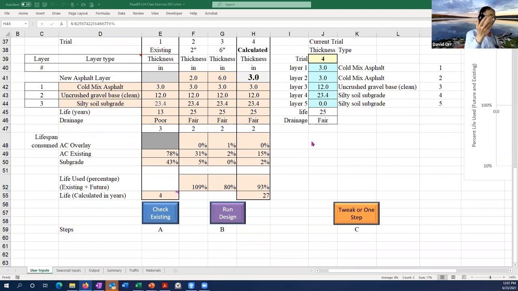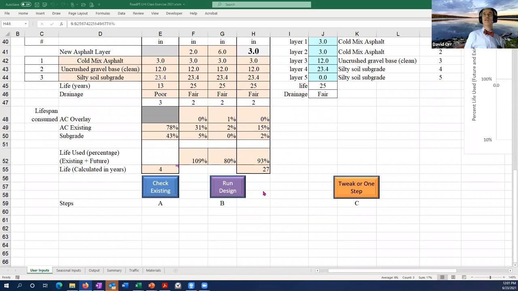I did 3 inches, and at 3 inches, I'm still okay. I'm at 93%. I'm getting in the ballpark where I'd like to be, okay? I've done this game at 2 inches. I know what's going to happen at 2 inches. It's going to be 109. And at 2.5 inches, it's going to be right on the margins. So I might be able to do as low as 2.5 inches, but most of the time we'll round up a little bit and we'll be conservative.